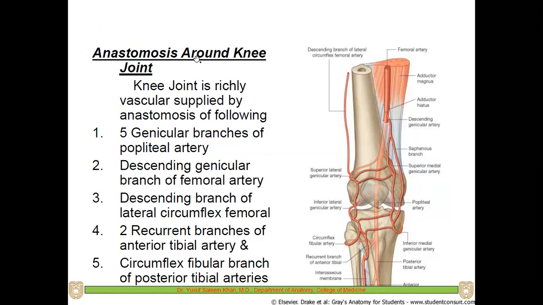Okay. So what is the anastomosis around the knee joint? Anastomosis means connection between the arteries. If you see here, it is a simple artery, but as soon as it comes near the knee joint, it begins to form multiple branches and they anastomose with each other. Why is it so?